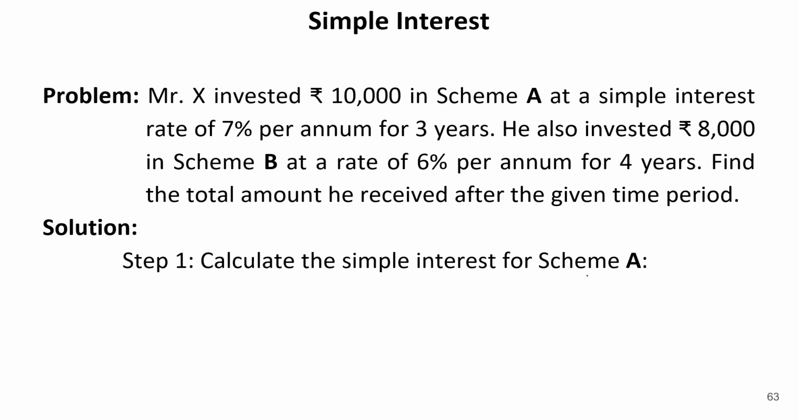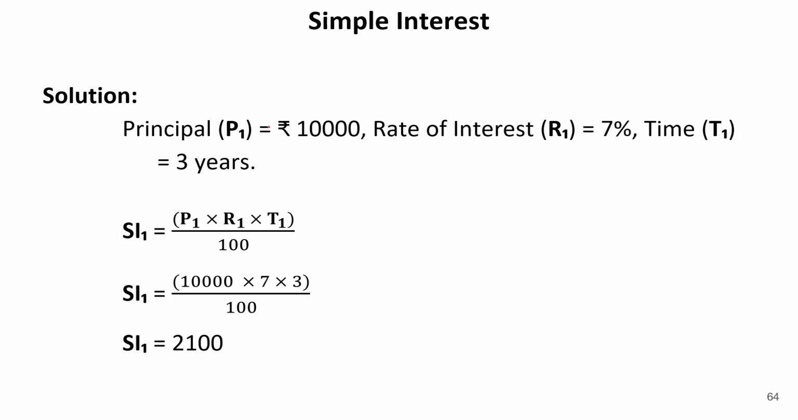So calculate the simple interest for scheme A. Principal P1 is equal to 10,000, rate of interest R1 is equal to 7%, and time T1 is equal to 3 years. So the simple interest will be P1 R1 T1 whole by 100. If we compute further, it will be 10,000 into 7 into 3 whole by 100, which is equal to 2,100.